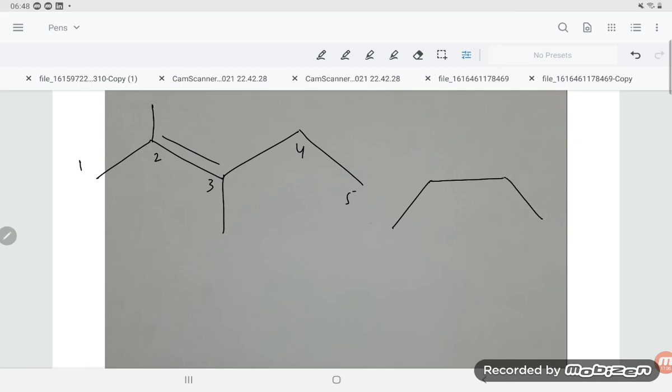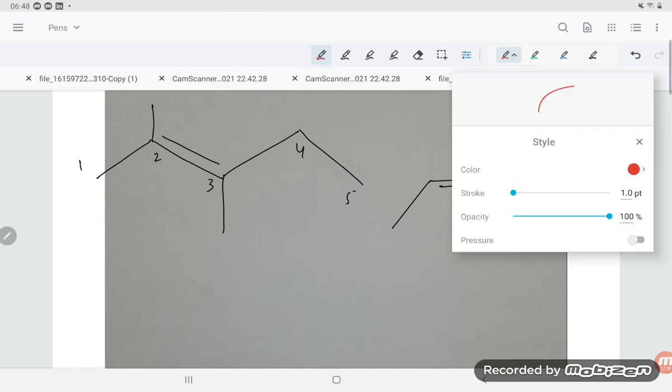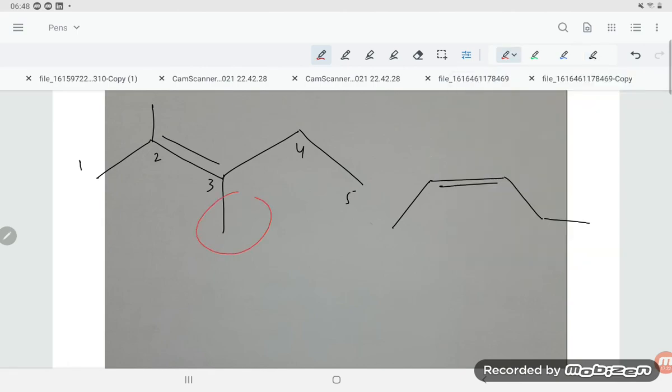Okay, this way. So here we can put the double bond. See, the methyl group and here the methyl group are on different sides. The similar groups are on different sides. You can see here is the methyl group and here is the methyl group, both are on different sides. So this will be trans. Okay, trans pent 2 ene.